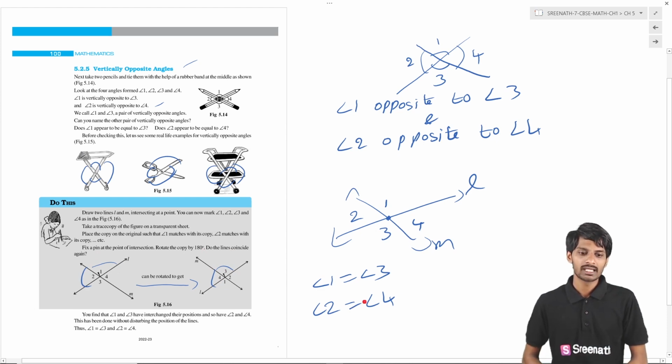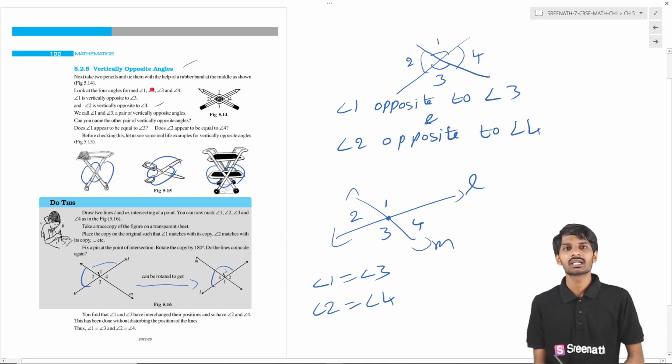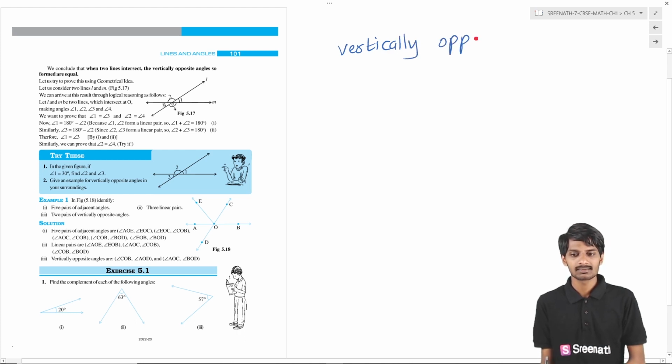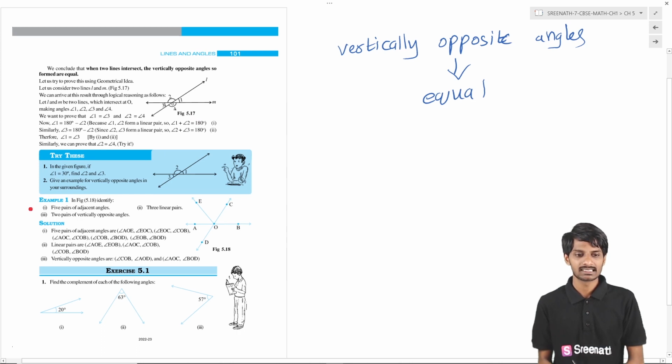So finally, what we can conclude is that vertically opposite angles are equal, students. We can conclude that when two lines intersect, the vertically opposite angles so formed are equal. So finally, vertically opposite angles are equal, whenever two lines intersect.